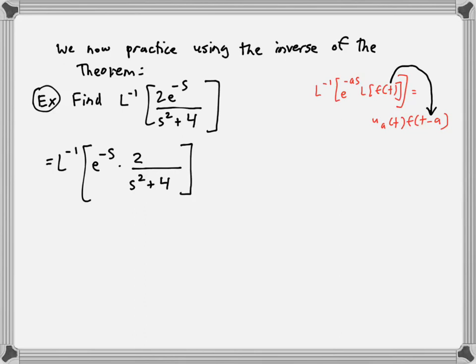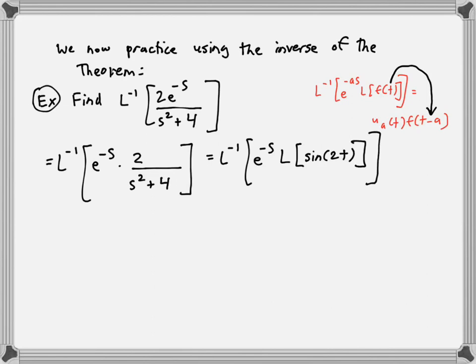Do we recognize 2 over s squared plus 4 as the Laplace of something? So yes, isn't that the Laplace of sine of 2t? Right? So isn't this equal to the Laplace inverse of e to the negative s times the Laplace of sine of 2t? Again, look at your formula sheet. So this is our guy.